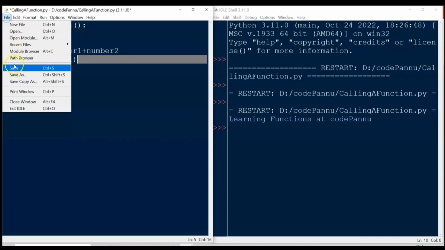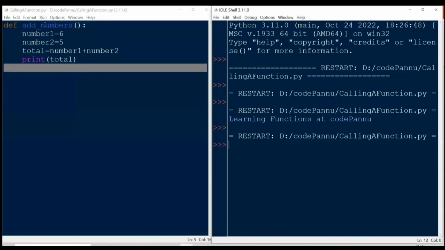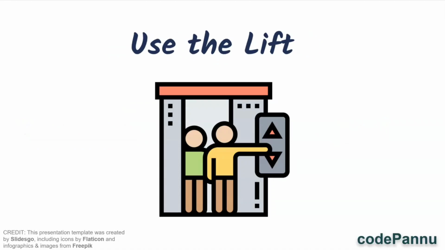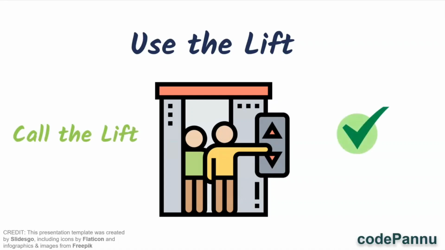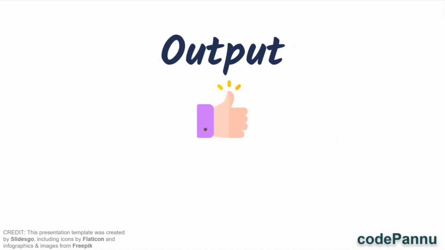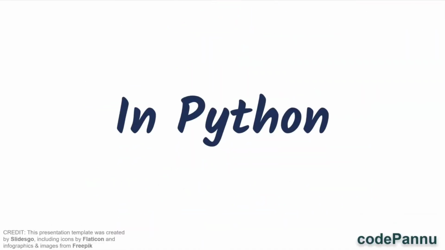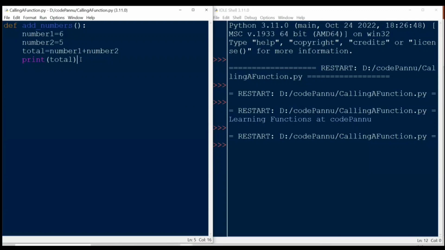Even though there is a print statement inside the function, the total was not printed. Why? Because we have only created our function to add two numbers, just like installing the lift. So, what would we do if we want to use the lift? We would call the lift, correct? So, to get the output here, we should call our function. So, let us call the function. And how do we do it? We would write the name of the function and put open and close brackets, right?